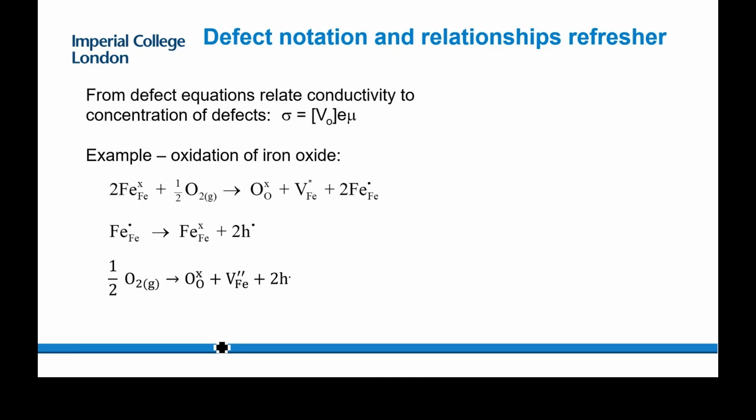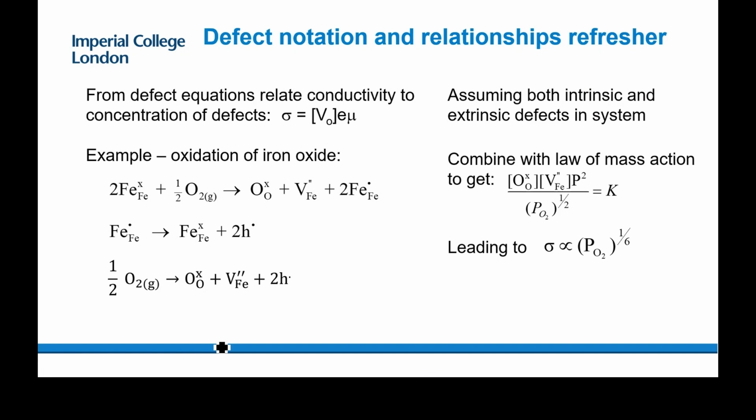So that relationship allows you to then assume your defects, combine that with your law of mass action. So you're basically looking at your products and reactants, okay? So you can then assume that you've got your oxygen on your lattice site, your iron vacancies, you've got oxygen on this side of your equation, so you've got a PO2, and then you have your p-type charge carriers. And by simplifying down and rearranging that, you get the conductivity is then proportional to that PO2 to the power of a sixth, okay?